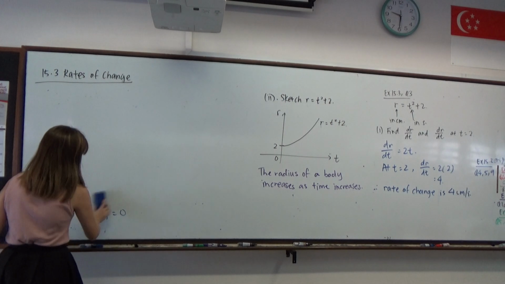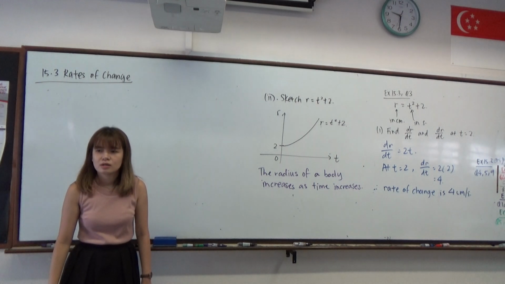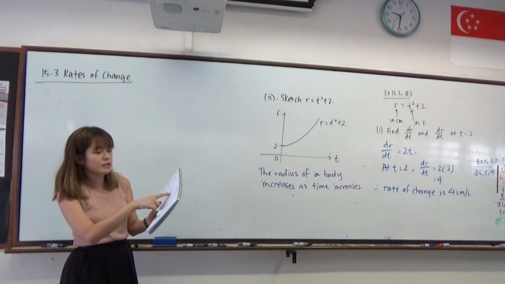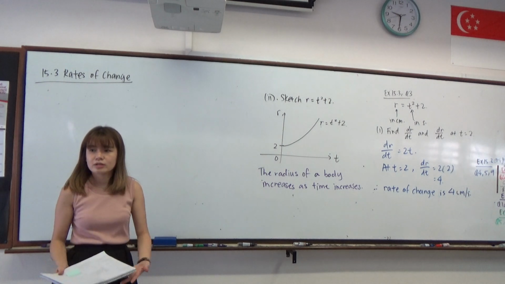Radius means what? See, that's the context, that's the question. The question at the beginning says the radius of a body changes with time t seconds. Body meaning an object, not the physical body.